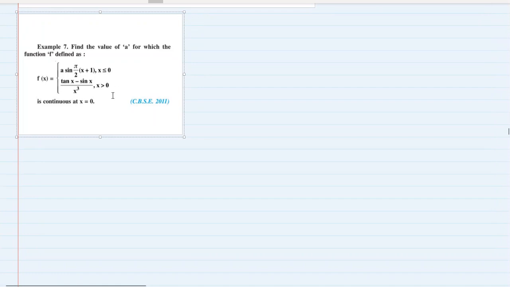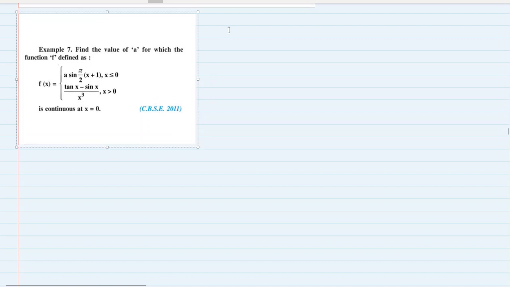It says that find the value of a for which the function f defined as f of x is equal to a sine pi by 2 bracket x plus 1, where x is smaller than or equal to 0, and f of x is equal to tan x minus sine x upon x cube, where x is greater than 0, is continuous at x equals 0. So if this function is continuous at x is equal to 0, we have to find the value of a.